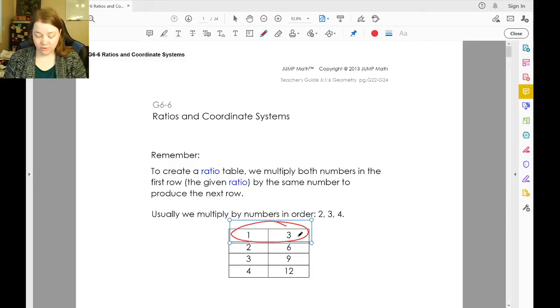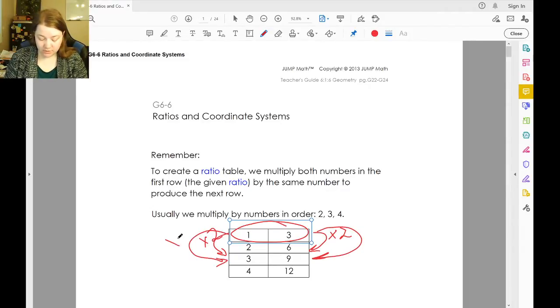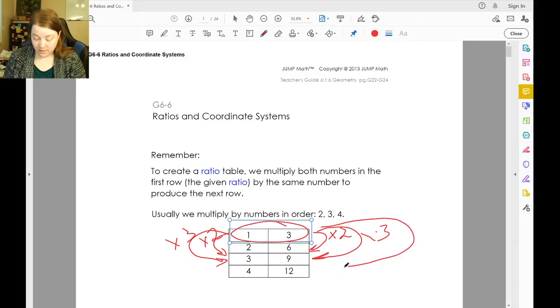So you see the ratio here of 1 to 3. When we multiply both sides by 2, that's when you get 2 to 6. When you go back to the original and multiply by 3, that's when you get 3 to 9. And then by 4.